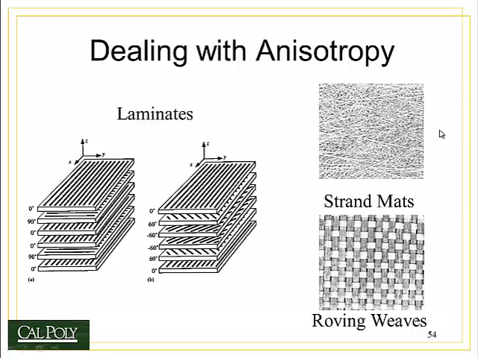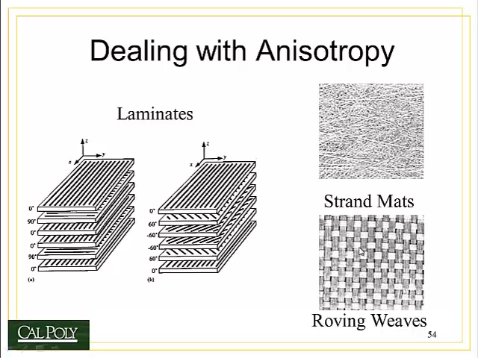In a random strand mat, you take the fibers and just lay them down in any direction that you can. What that means is that you get the same properties in the X and the Y direction, but the properties will be lower than if all the fibers are going in the same direction. So this leads to poor performance composites, but at least all the properties are the same in all the directions.